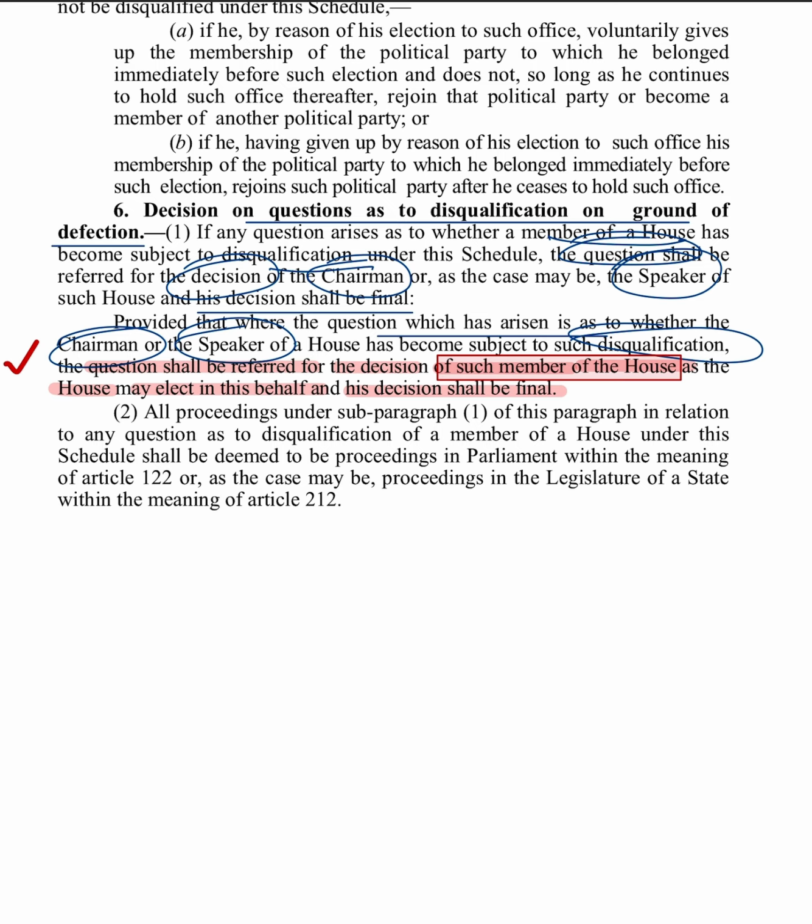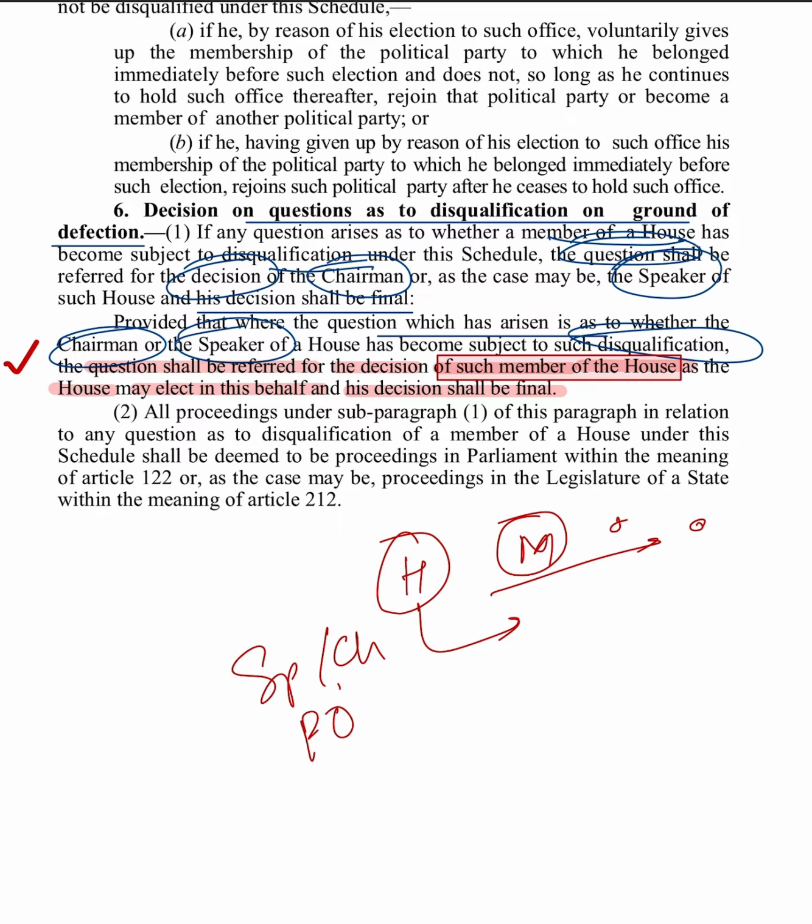So there are so many people in the house, a motion will come. That motion, that who will be the member who will decide on the disqualification of the Speaker or the Chairman, as the case may be. So the house will vote on the members, and whichever member the house decides, that member will become the suitable person to decide whether a Speaker or Chairman, say presiding officer, is subject to disqualification due to defection. So who will decide? Now it is clear. It is there in the Schedule.